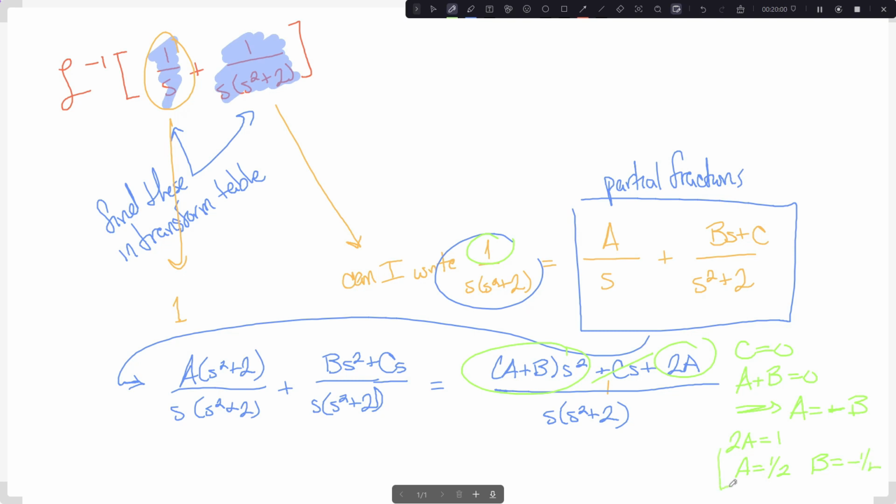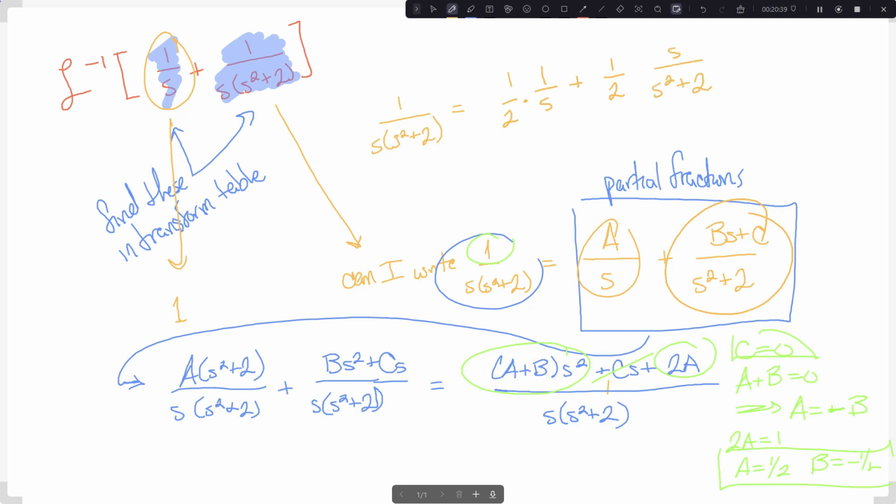So I have a, b, and c, and so it turns out that 1 over s times (s squared plus 2) is actually equal to a over s, which was 1/2, we'll call it 1/2 times 1 over s, plus (bs plus c) over s squared plus 2. B, you'll recall, was negative 1/2, so this is negative 1/2 times s over s squared plus 2. So I actually have this as my second term.